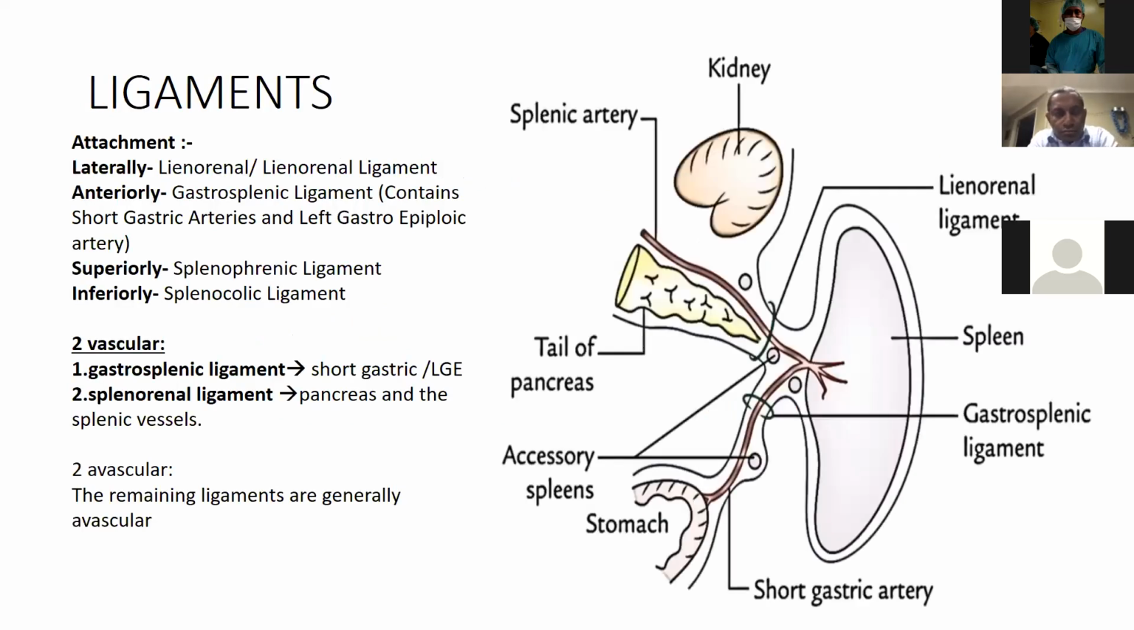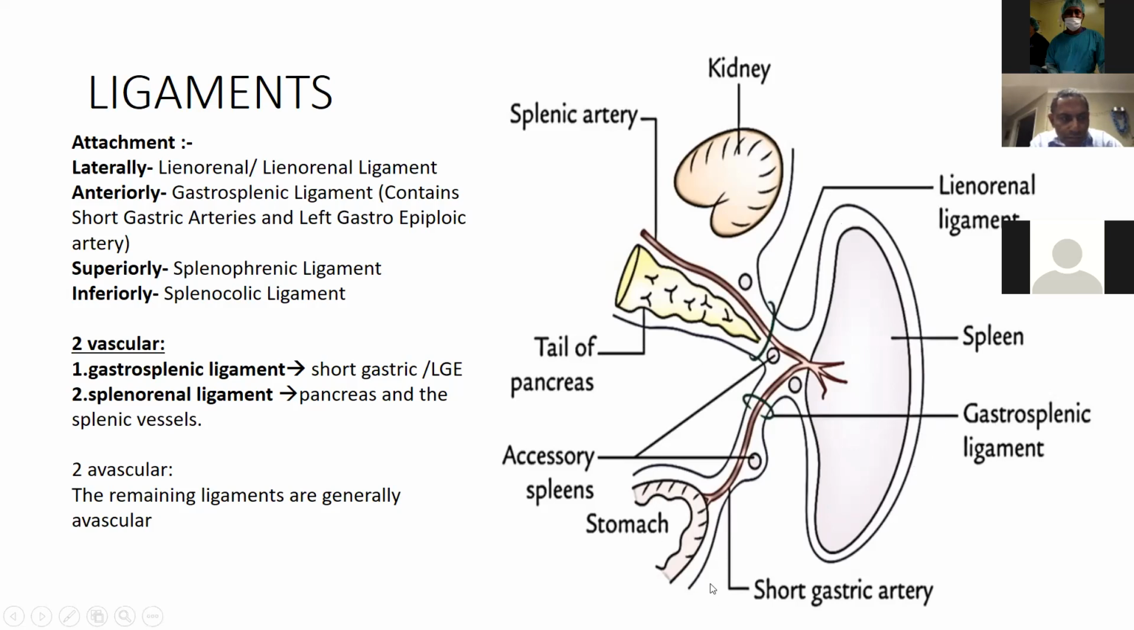In talking about the spleen and the splenectomy, it's important to learn about the ligaments and their attachments. So as you can see, there are two vascular ligaments that carry blood vessels with them, and 2 avascular ligaments. So laterally, we talk about the lienorenal attachments. This comes from the kidneys on top, and they cover the spleen laterally.